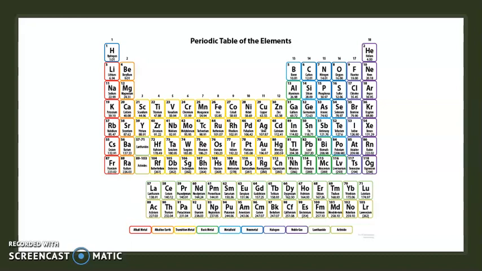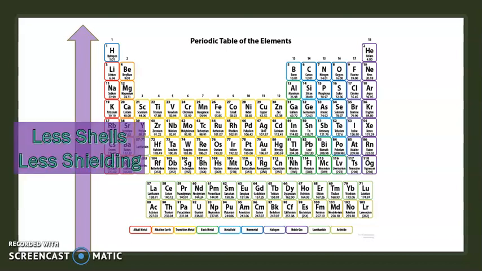So let's just review one more time. In a top to bottom argument, remember, every time that you go down one row on the periodic table, you're adding on a shell of electrons. So in a vertical argument, if your atoms are aligned vertically on the periodic table, you tend to use a shielding argument. And as you go up the periodic table, you'll tend to have fewer shells and therefore less shielding. Those electrons tend to be a little more tightly held to that nucleus.